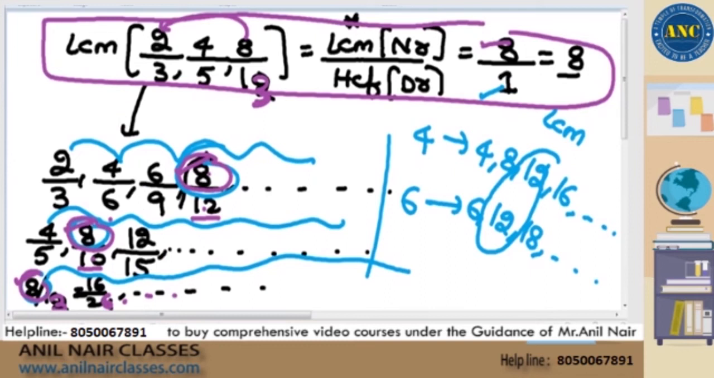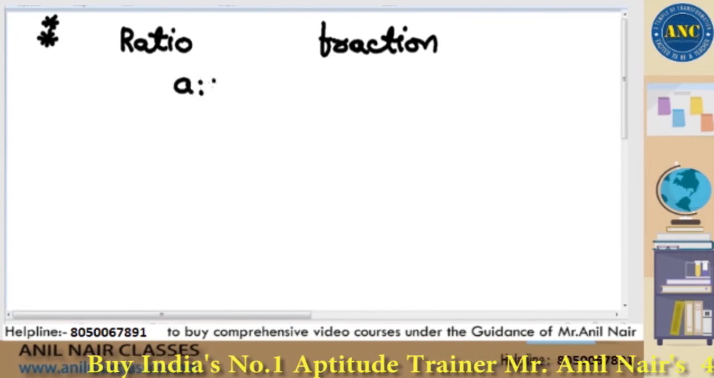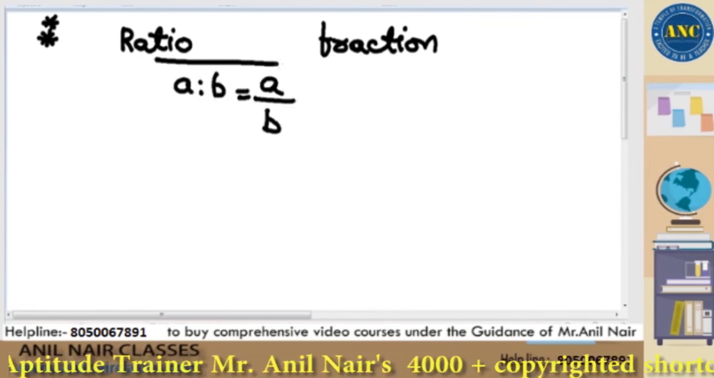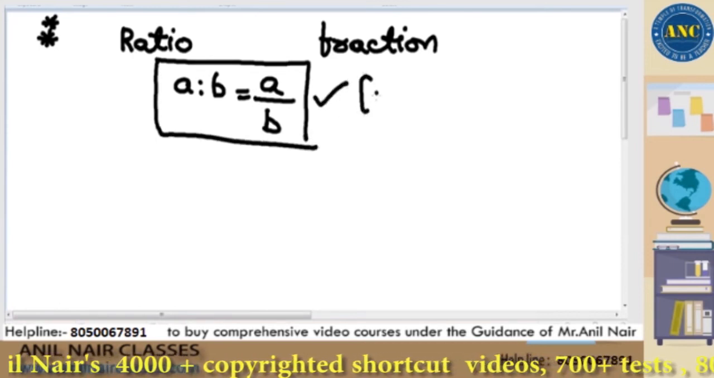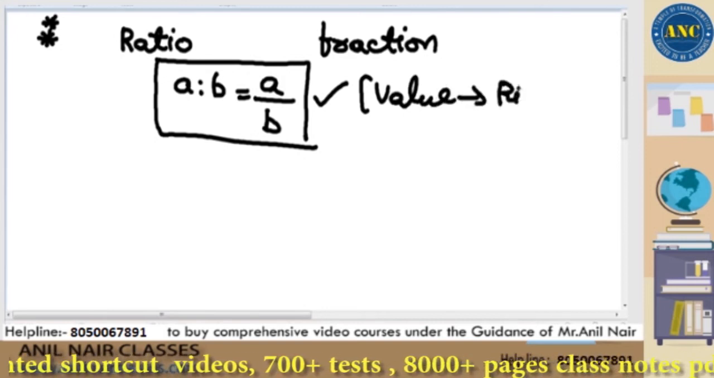Now, to many students I was explaining today, there is a slight difference between ratio and fraction. Please make a note. Practically both are right. Practically, value wise, A is to B is A by B, which is right. Value wise it is right.